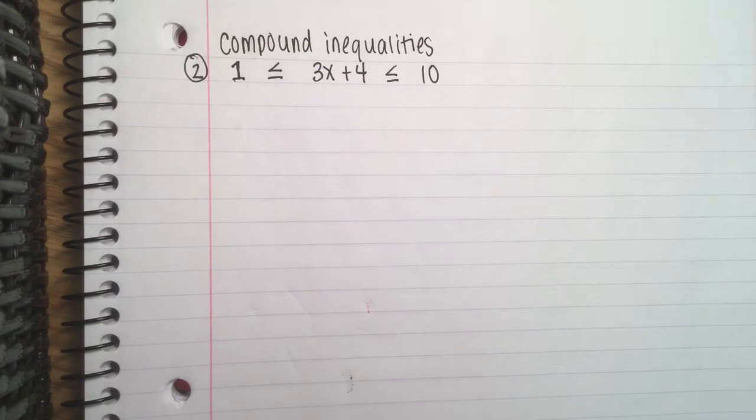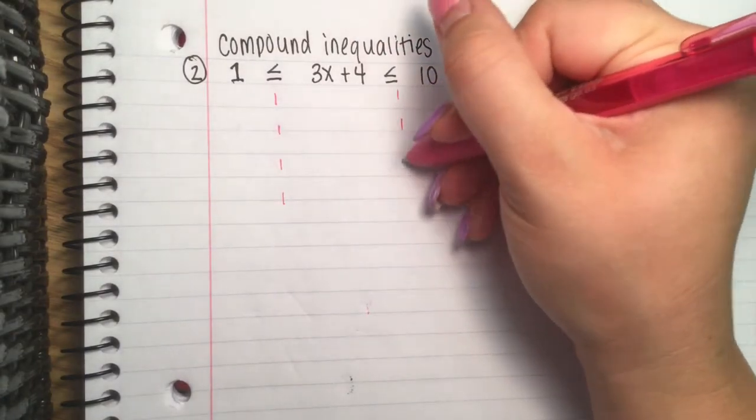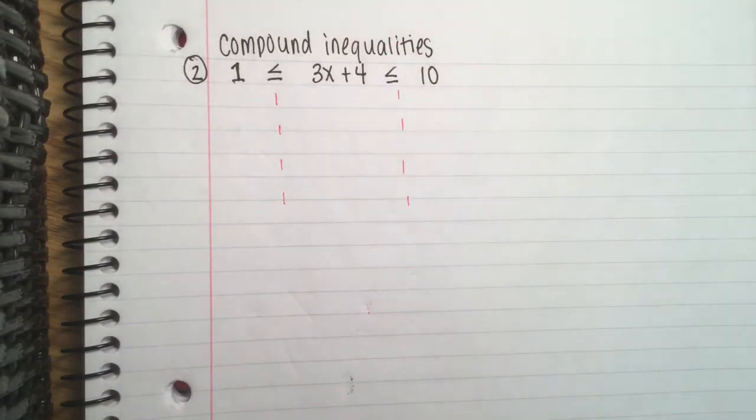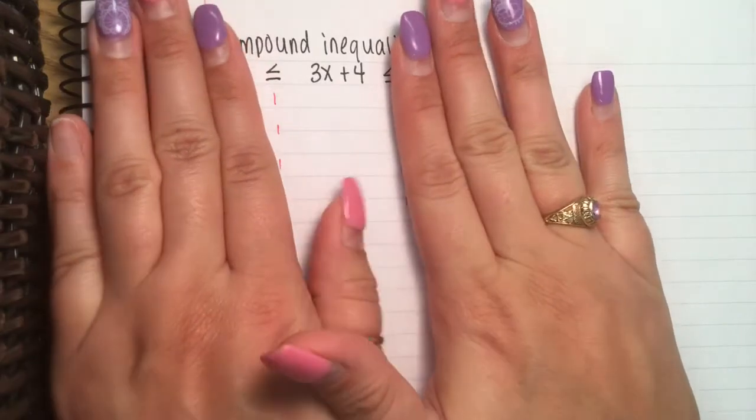All right, so what you're looking at now is called a compound inequality. We call it a compound inequality because there's more than one inequality that we're solving in the same problem. So I'm just gonna put these lines here like I used in the last lesson. Cover up the sides and don't judge my fingernails.